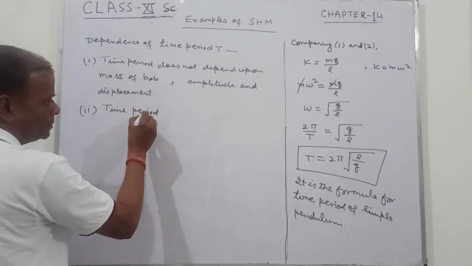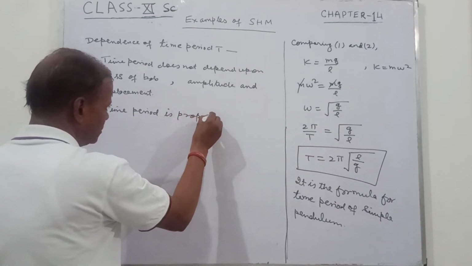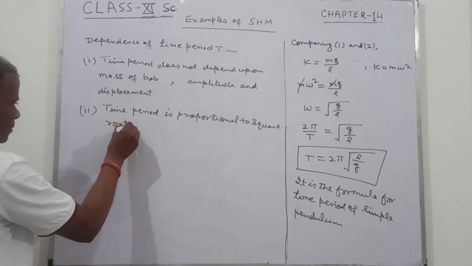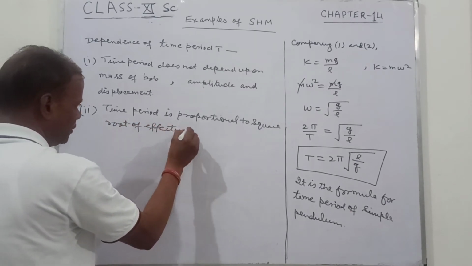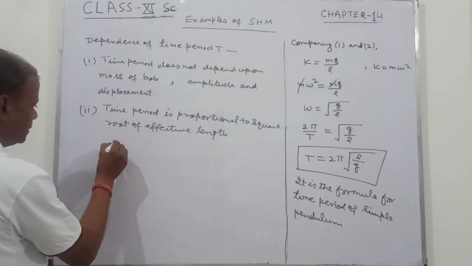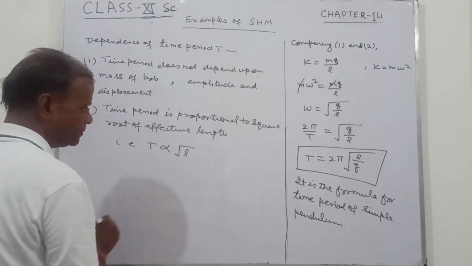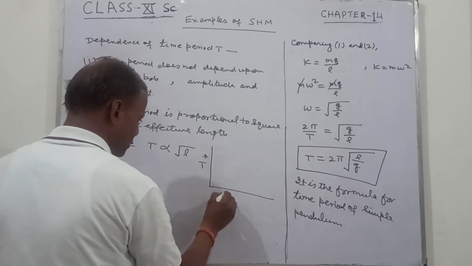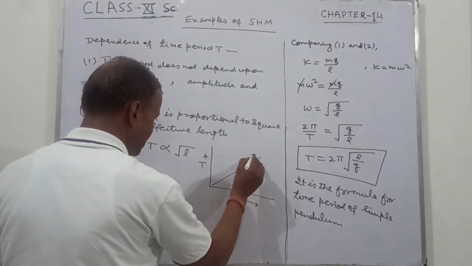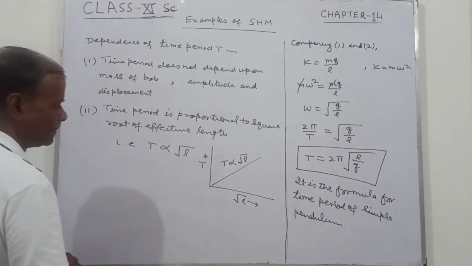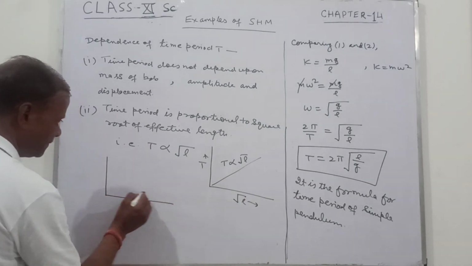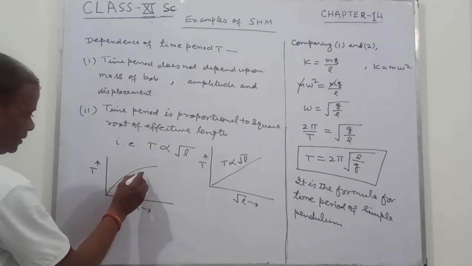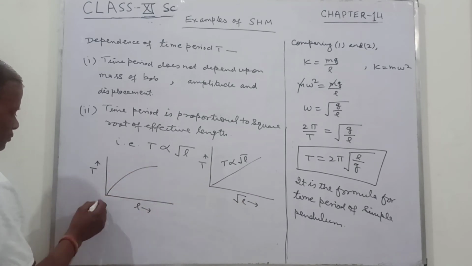Second, time period is proportional to square root of effective length. That means T is proportional to square root of L. So if we take T against square root of L, we will get a straight line. And if we take a graph between T and L, then it will be parabolic. It is a straight line here, and this is parabolic. So this will go in this way.